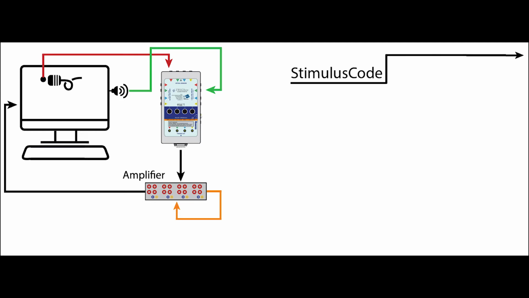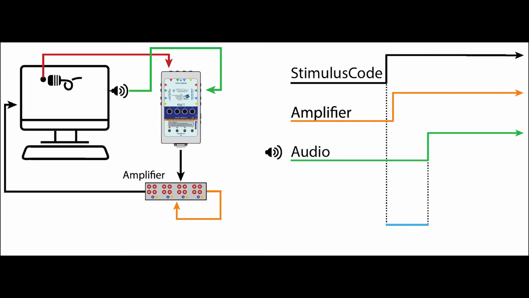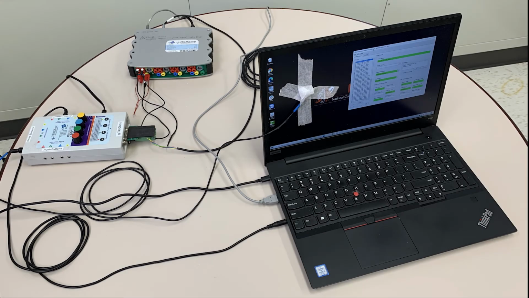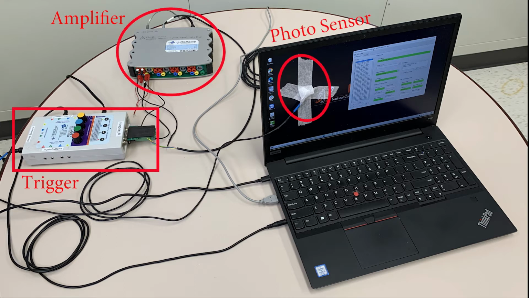The BCI2000 stimulus code designates the time when BCI2000 initiates the presentation of a video, audio, or digital output stimulus. The input time of the amplifier's digital output is measured as an analog input, and the amplifier latency is measured as the difference between these times. Similarly, we can measure the latency of the auditory stimulus and the visual stimulus. Measuring these latencies gives a complete understanding of the system's performance. To certify your setup for video and audio stimulus presentation, you will need a biosignal amplifier, triggering device, photosensor, and 3.5mm audio cable.